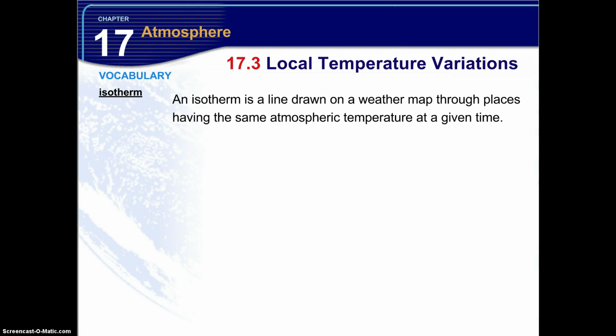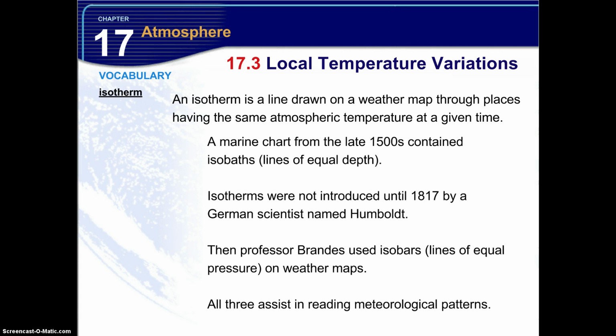An isotherm is a line drawn on a weather map through places having the same atmospheric temperature at a given time. Now, a marine chart from the late 1500s contained isobaths, which are lines of equal depth, typically with the ocean. Now, isotherms were not introduced until 1817 by a German scientist named Humboldt. Then a professor named Brandes used isobars, lines of equal pressure on a weather map. All three assist in reading meteorological patterns.